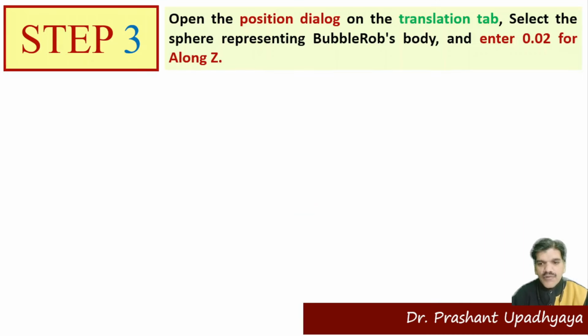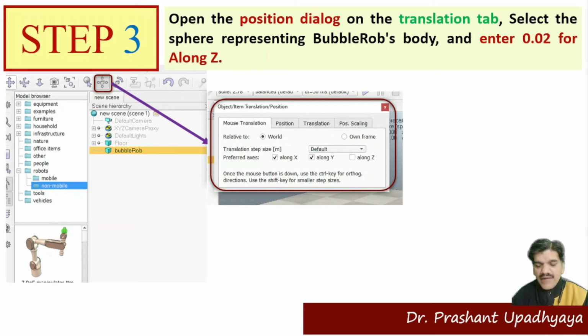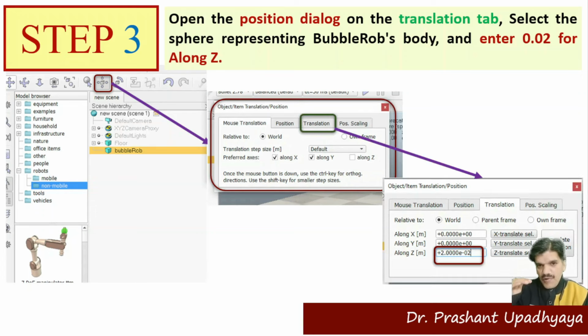Now step number 3: we have to open the position dialog. In the translation tab, with the Bubbleob as the body, we want to enter 0.02 along the z-axis. Basically we want to put that sphere a little bit in the air, around 2 centimeters above the ground.